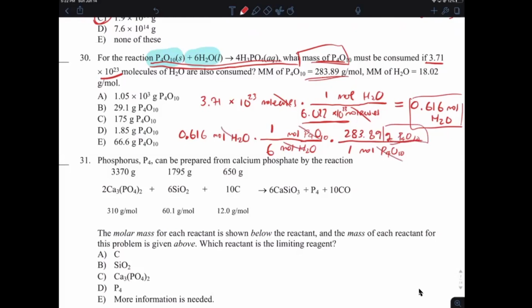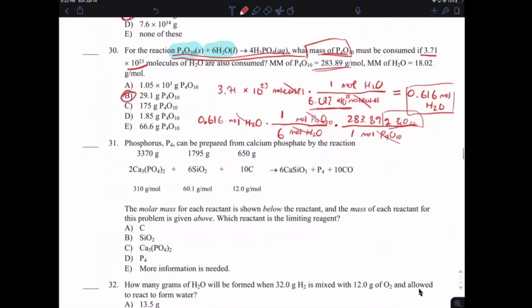All right, if we calculate this, we should get around 29.1. So I think that one should be B for 30. So that's how you do that one. Okay. Are there any other questions? No worries.